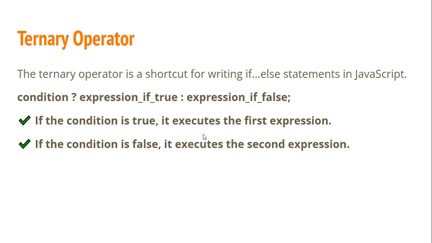The ternary operator is a shortcut for writing if-else statements in JavaScript. The syntax for the ternary operator: condition question mark expression if true colon expression if false semicolon. If the condition is true, it executes the first expression. If the condition is false, it executes the second expression.